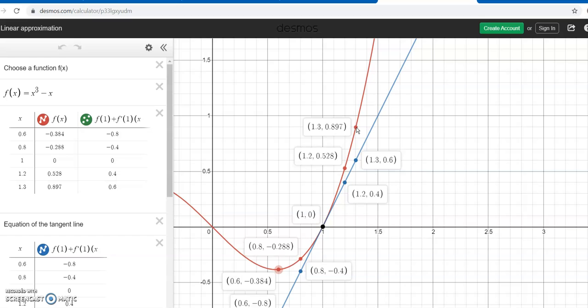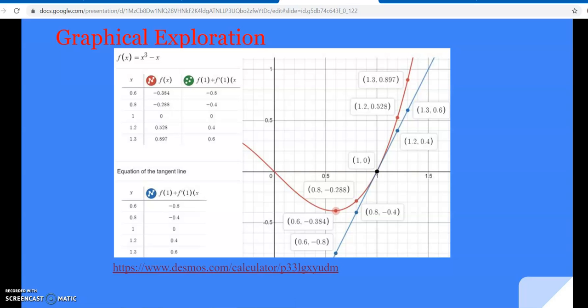So students will explore these function values and the tangent line values, and then compare those values and be able to determine that as we get farther away from the point of tangency, the difference between the function values and the tangent line values gets bigger. So if we want a good approximation, then it behooves us to evaluate a point that is close enough to the point of tangency on the graph. Okay, now let's go back to the slides.